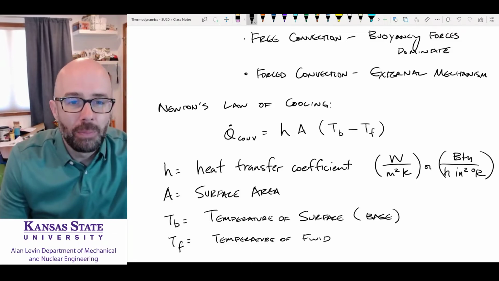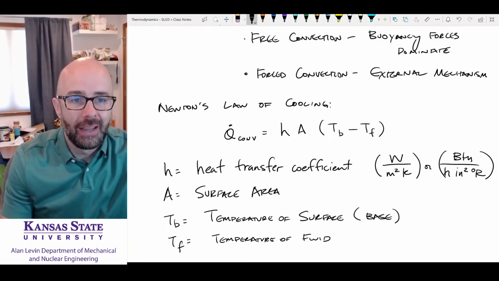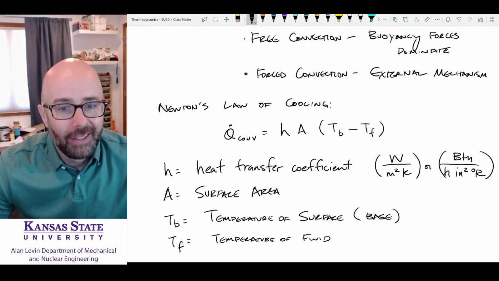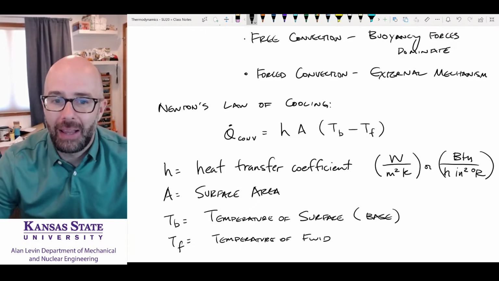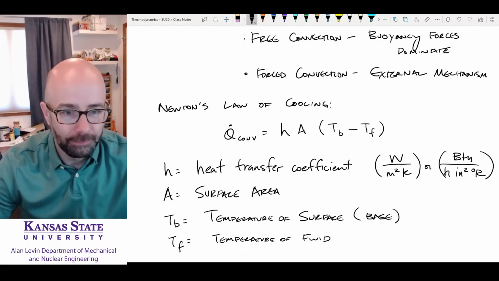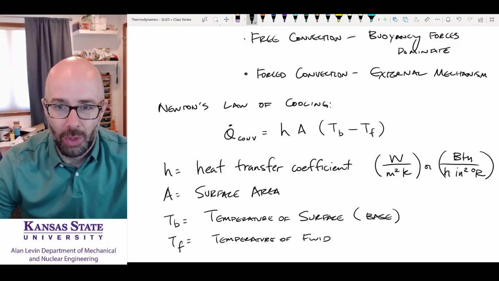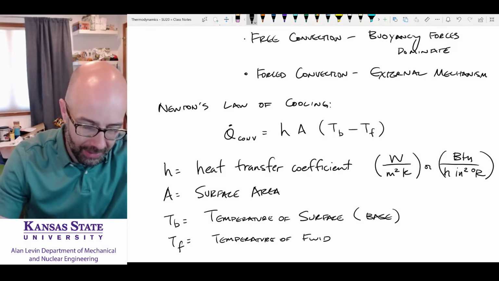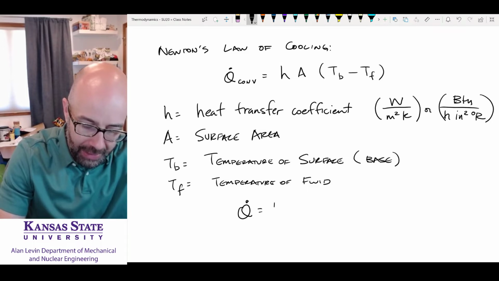Now, sometimes your book will call this temperature of the surface, TS, temperature of the surroundings, TSUR. Well, surface and surroundings both start with the same three letters, so I like to say base and fluid. Okay, whatever makes you happy. I don't care how you work on it. Another way of writing this is Q dot is equal to HA times delta T.